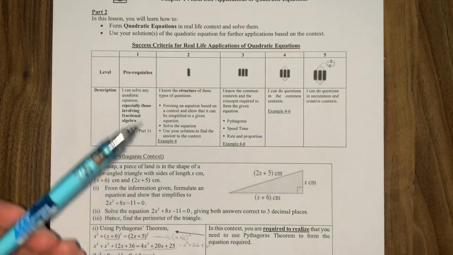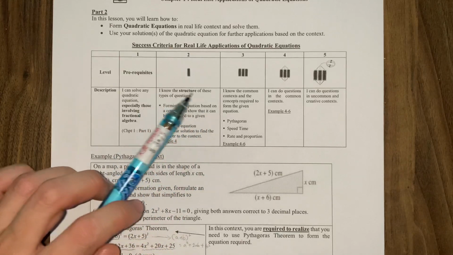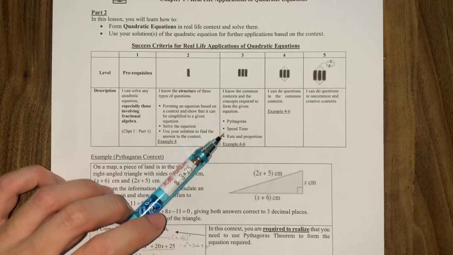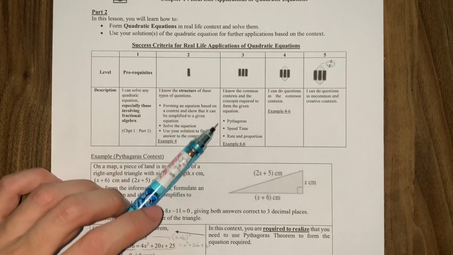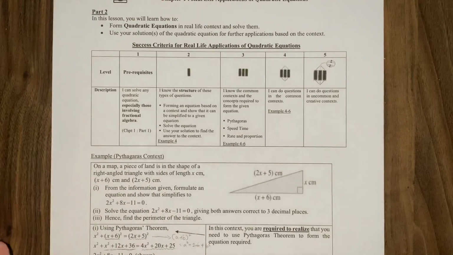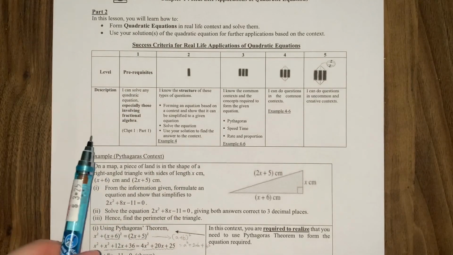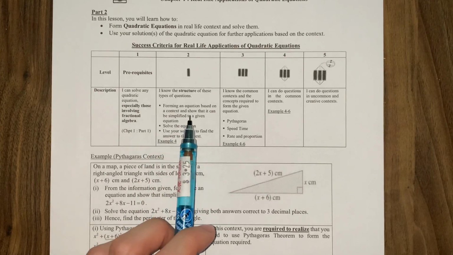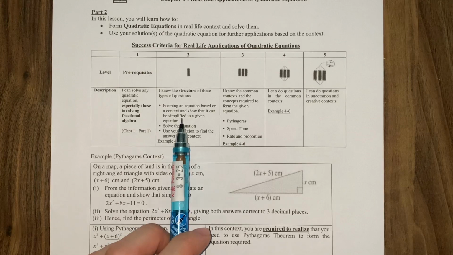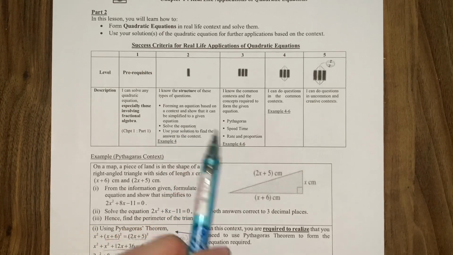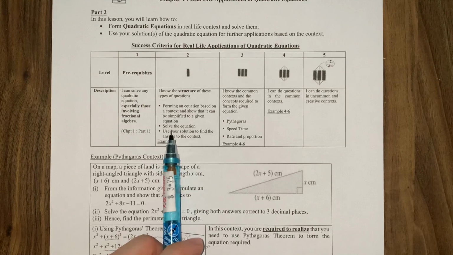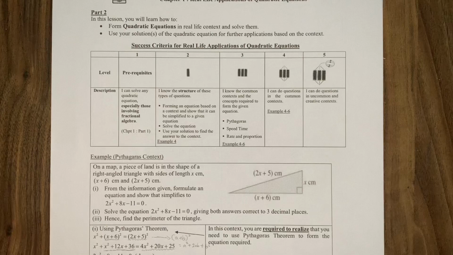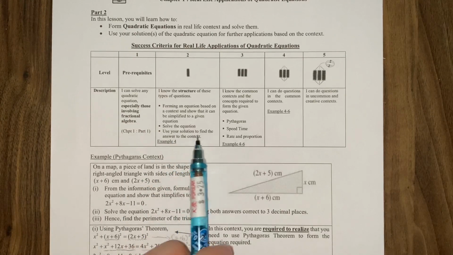So we're going to show you a few of the more common examples. The common ones are Pythagoras theorem, speed and time, and rate and proportion. These are the three contexts most commonly used to form the equation. Forming is the first step. Then usually they want you to simplify to a certain look, usually something equal to 0. Then you're supposed to solve the equation, and then use the x value you solved for to find the answer to some other thing.